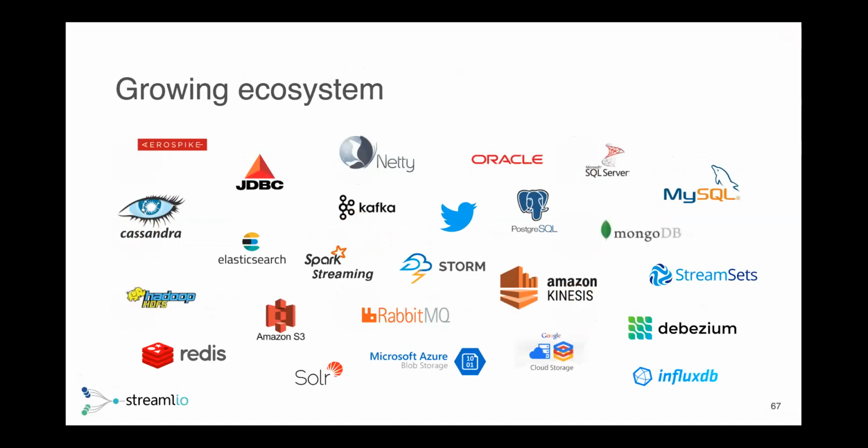Growing ecosystem of systems that we integrate with. We have connectors and plugins for all these different popular systems. Everything: databases, Spark Streaming, again S3, RabbitMQ, InfluxDB, Cassandra. You can actually source the data from Elasticsearch, publish it to Elasticsearch, etc. You can pull data from Kafka, put it back on Kafka, whatever you want.